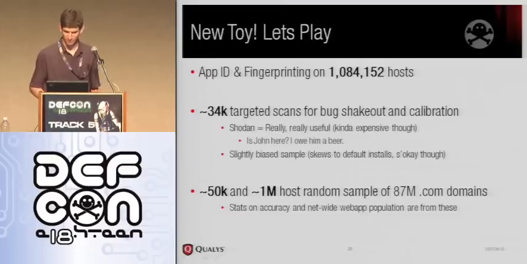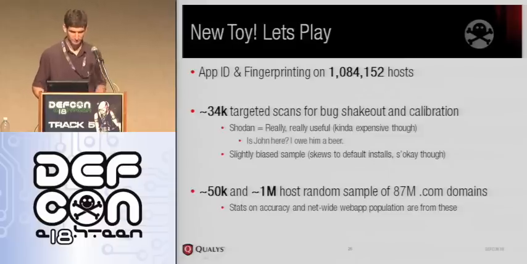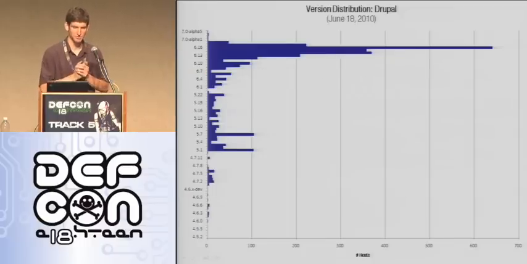So we got a cool toy. I went and got a dump of all the .com domain names that existed on a particular day in June, and ran this on a sample of those. So a little low on time, I'm going to buzz through this pretty quick.